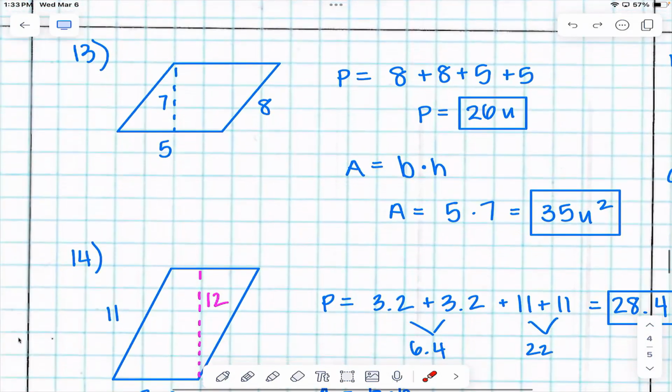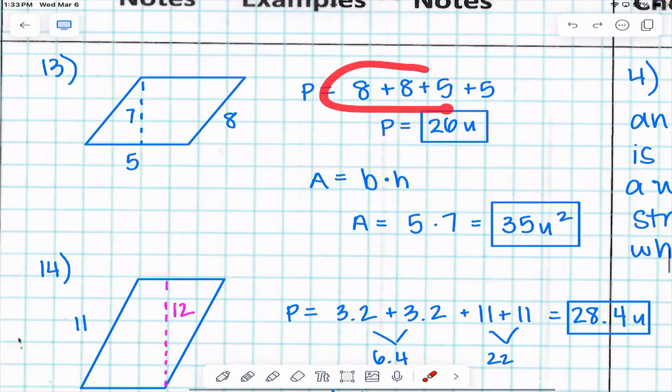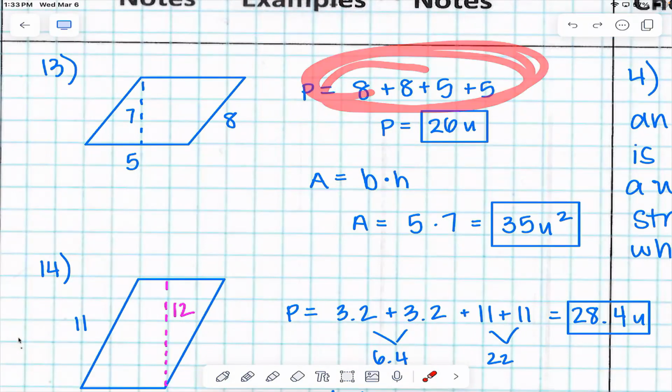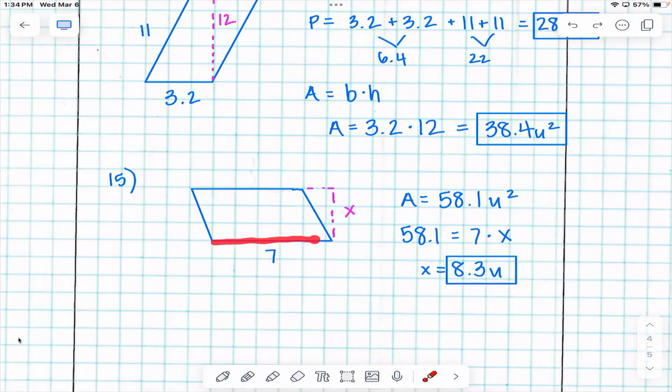Parallelograms. Is this the height of a parallelogram? No. Is this the height? Yes. So it can be shown on the inside of a shape too, yes? So base times height. Perimeter, what are these numbers called again? Plugins.